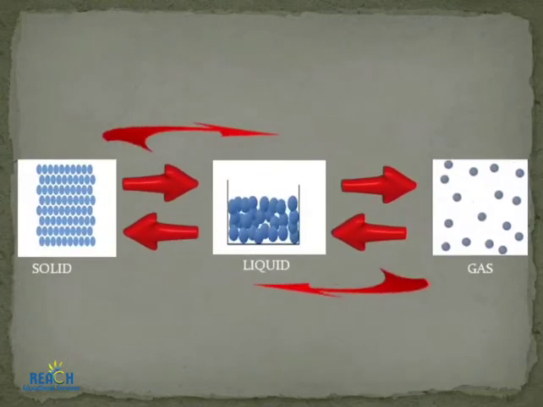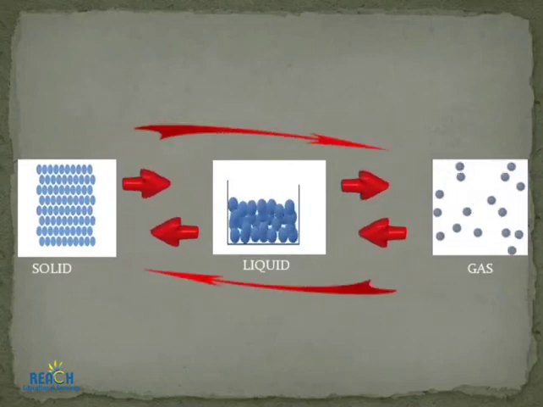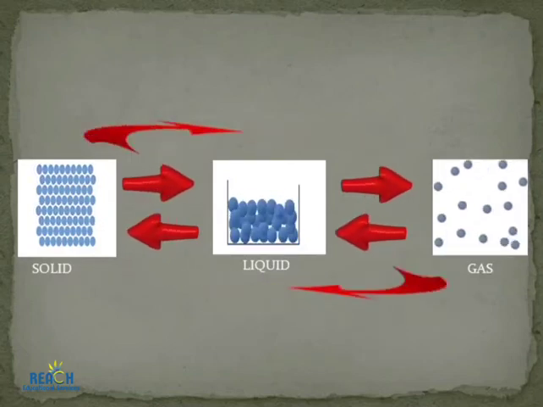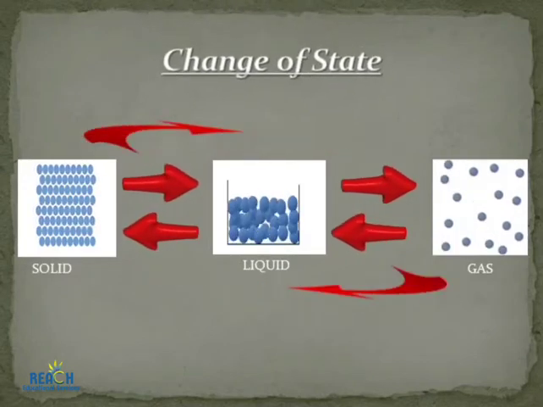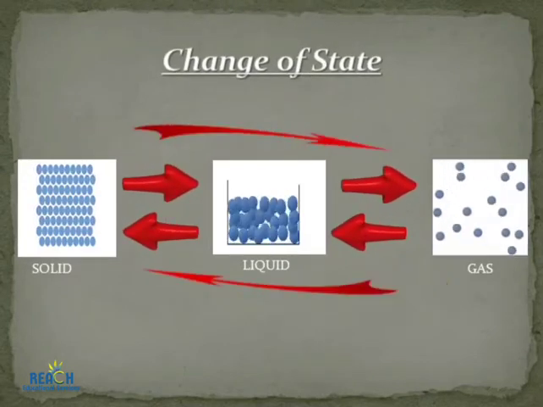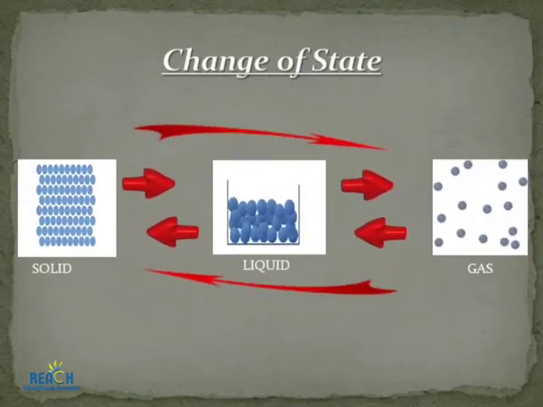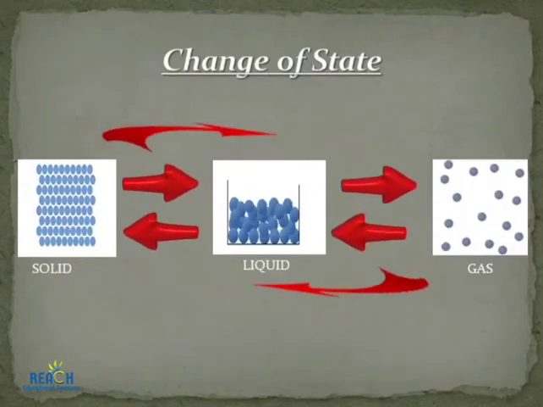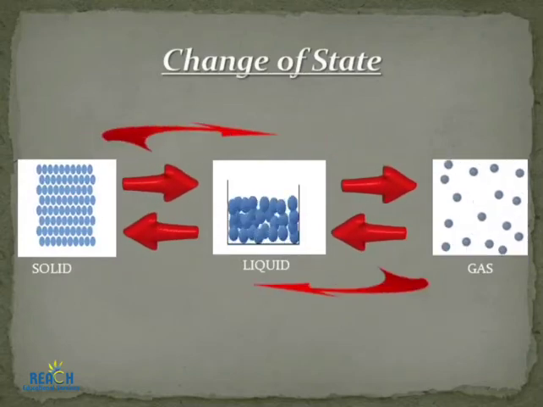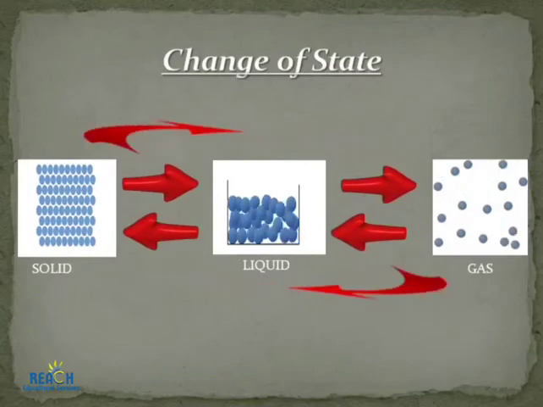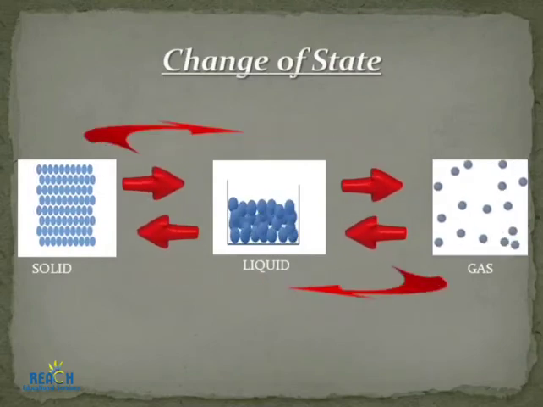Now, our illustration right here shows the structure of solids, liquids, and gases. Solids tend to have a more regular pattern and the particles simply vibrate. Liquids have a little bit more energy than solids, and so the particles can flow over each other, while gases are free to move about wherever they wish.